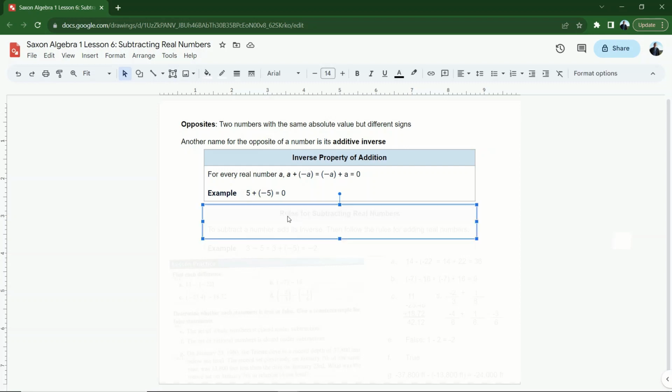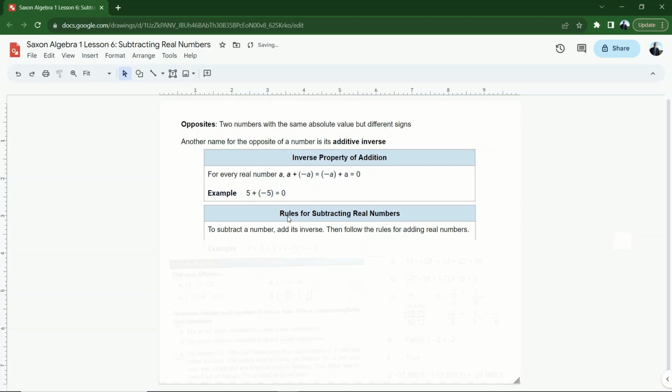Okay, now, what about rules for subtracting real numbers? To subtract a number, you simply add, but you don't just add the numbers straight out, you add the inverse. Then you follow the rules for adding real numbers. Do you remember those rules for addition? In addition, if you have two numbers that have the same sign, you simply add the numbers and then keep the sign for both numbers. So -2 plus -3 is the same as 2 plus 3 is 5, but then I keep the sign of my original numbers, which was -5.